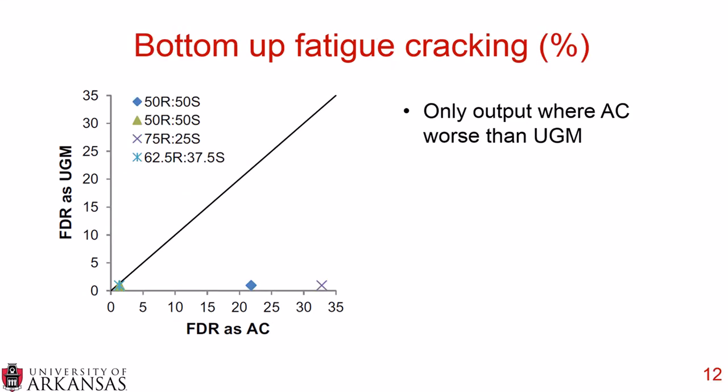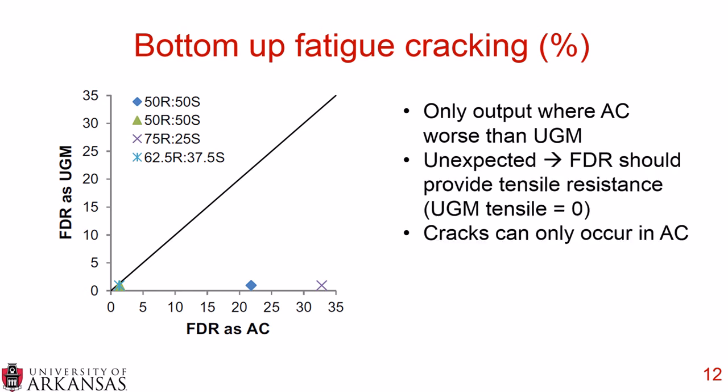We also looked at bottom-up fatigue cracking, and this is the only output where representing FDR as an asphalt concrete layer, you got worse results than as an unbound granular material. And this is a little unexpected because FDR should provide some tensile resistance, but an unbound granular material is not supposed to have any tensile resistance.